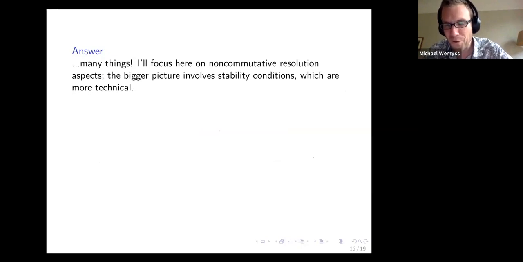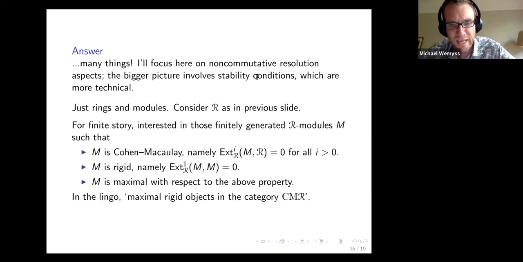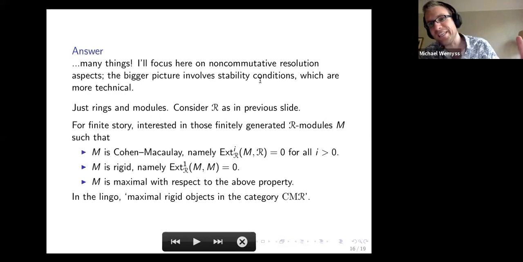So this all boils down, in the end, to rings and modules. We consider the ring R, which is the base of Spec R, the base of my flop in the previous slide. And we want to understand certain modules for this ring. And so what modules are we interested in?